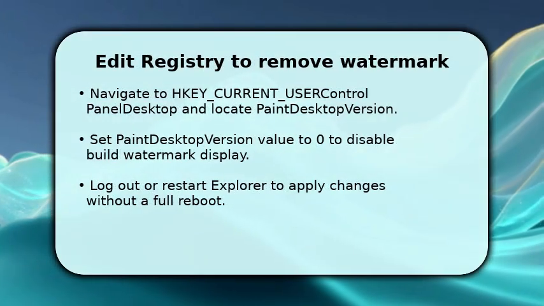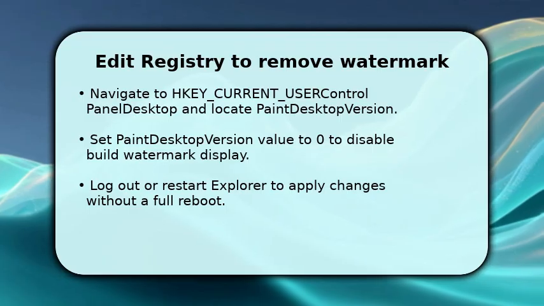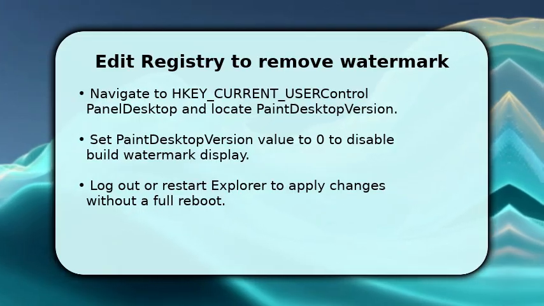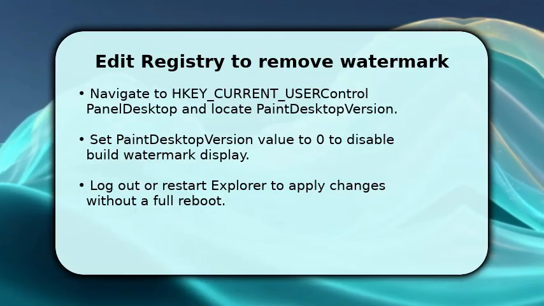With Registry open, go to HKey Current User /Control Panel /Desktop and find Paint Desktop version. Changing it stops the build watermark from drawing. Double-click and set the value to 0, then save. This is the core change.